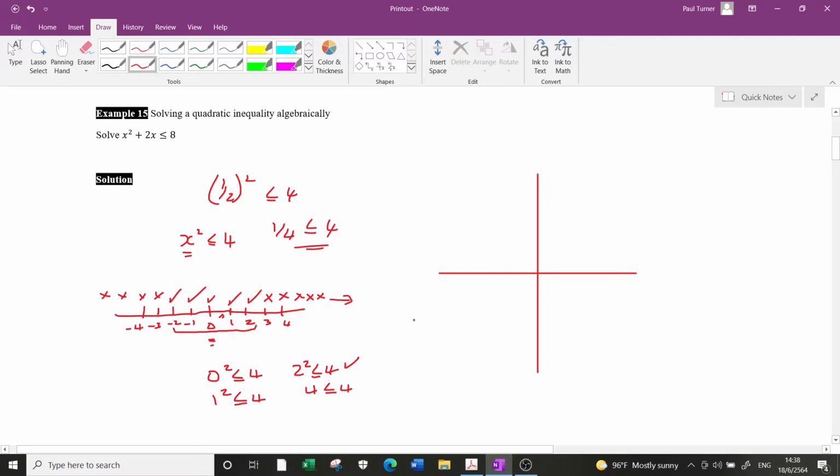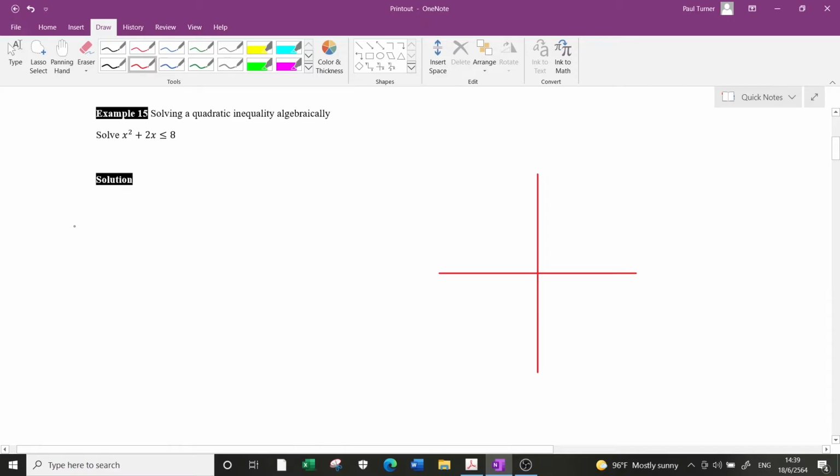So if your question is x squared less than or equal to 4, our solution we would write as minus 2 less than or equal to x less than or equal to 2. This is how we write this solution here. This is telling me all x values between minus 2 and 2.